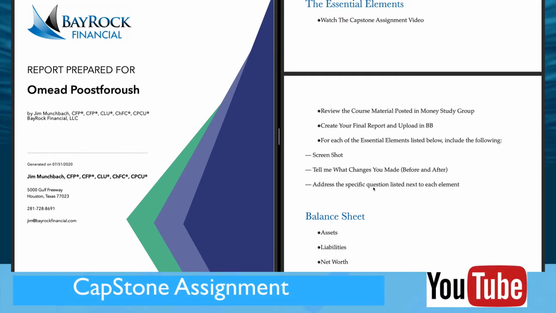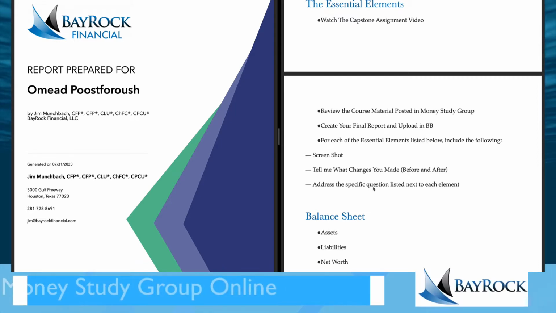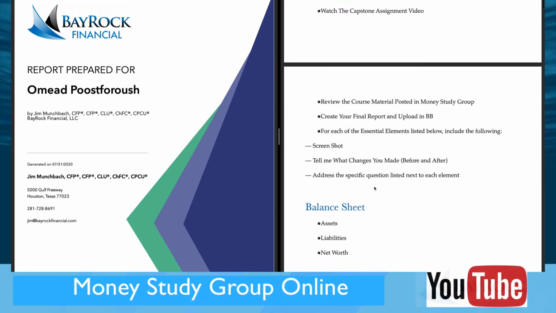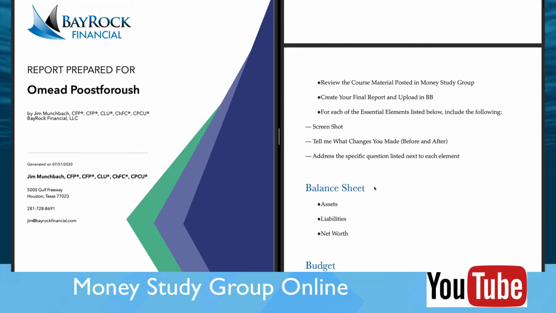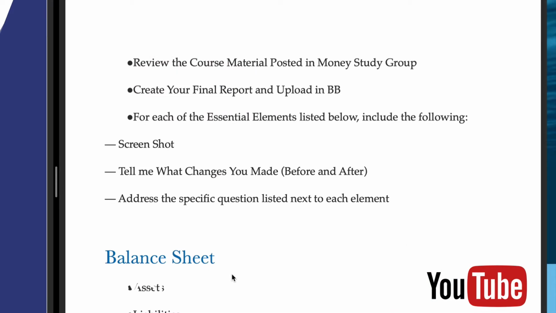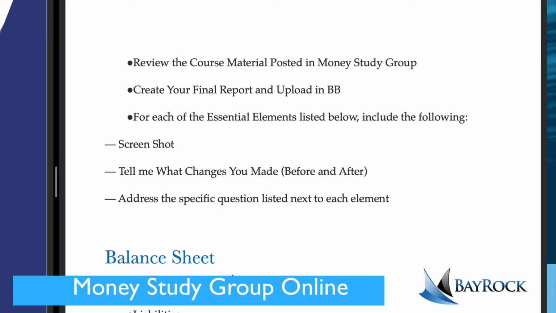Again, 3 PDF documents: the before plan, the after plan, and then this summary of the assignment, which is going to be a PDF. So you're going to create your final report and upload it into Blackboard. It should be 1 PDF. You'll probably create it in Word. You're going to have lots of screenshots. I'll go over the screenshots here in just a minute.